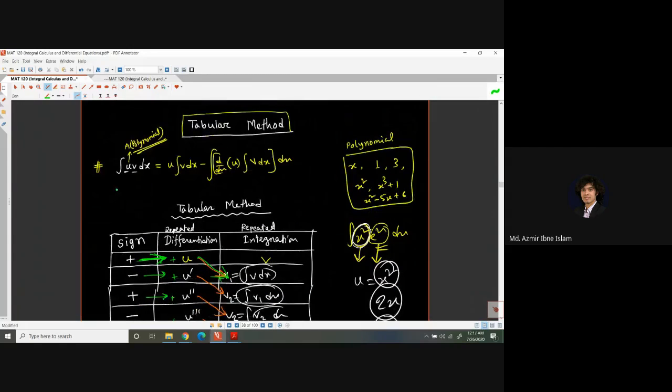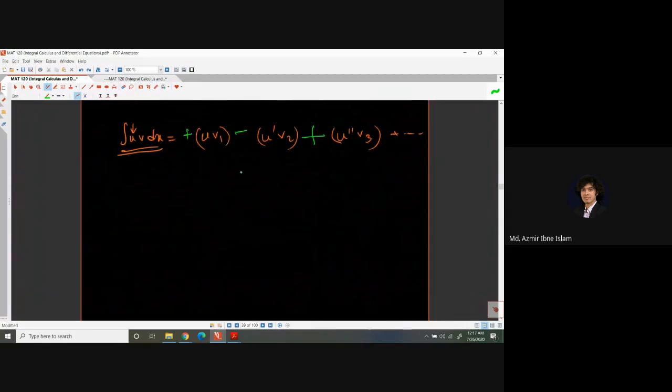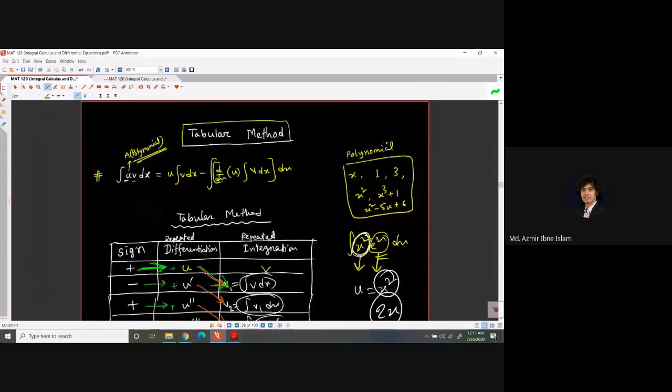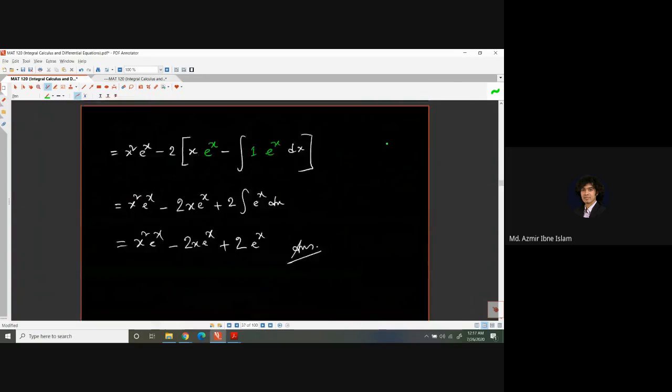So this is the theoretical concept of the tabular method. Instead, if you can solve the integral by using integration by parts, you are most welcome. But I am trying to explain the tabular method besides this. I hope this will help you in some parts of this course.